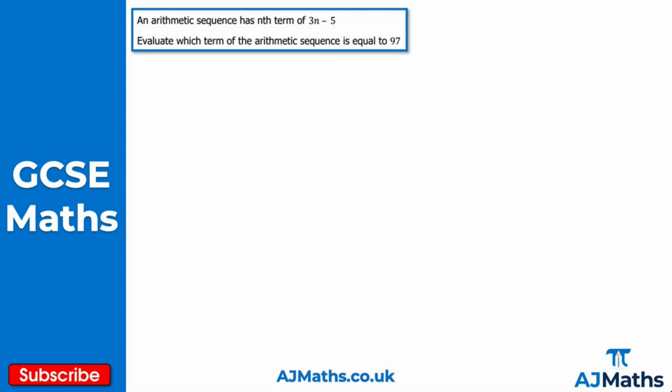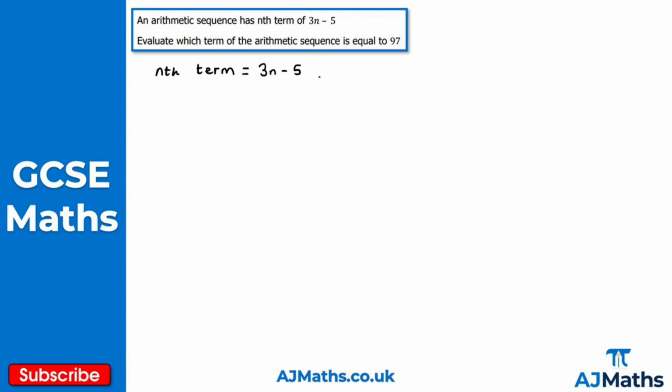Moving on to question 4 now, we've got an arithmetic sequence which has nth term of 3n minus 5. We're asked to evaluate which term of the arithmetic sequence is equal to 97. So again, we've got the nth term, and it's given already. That's 3n minus 5.